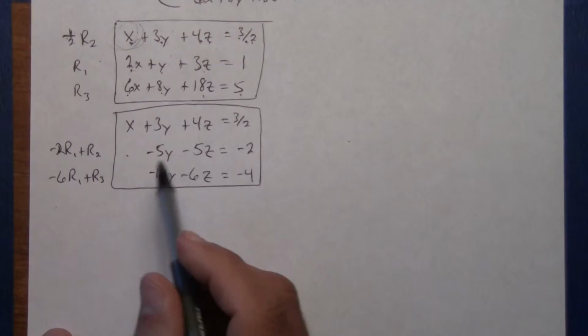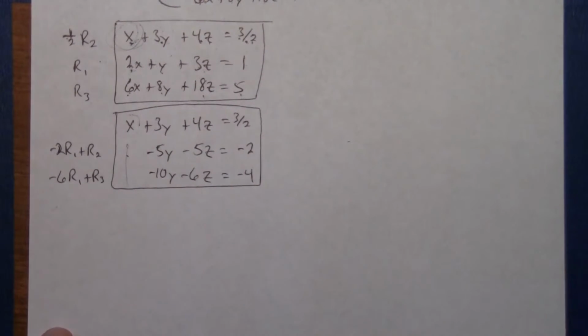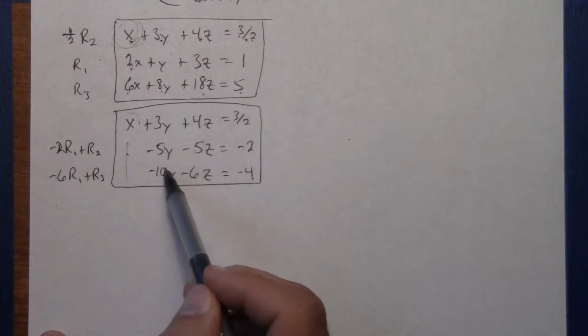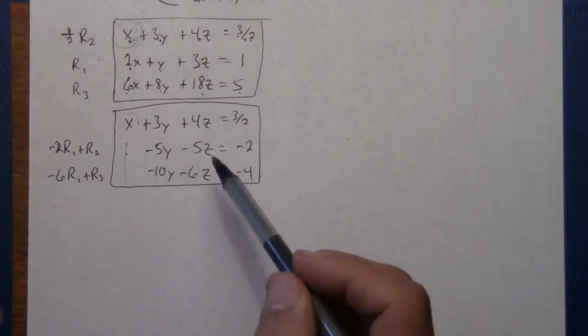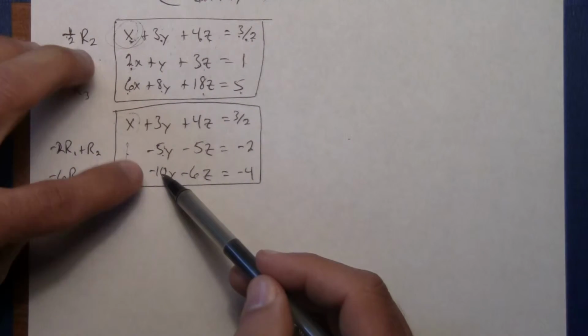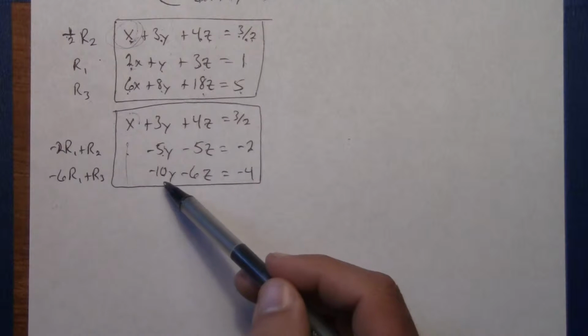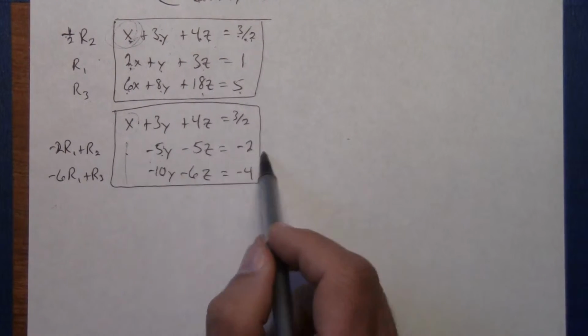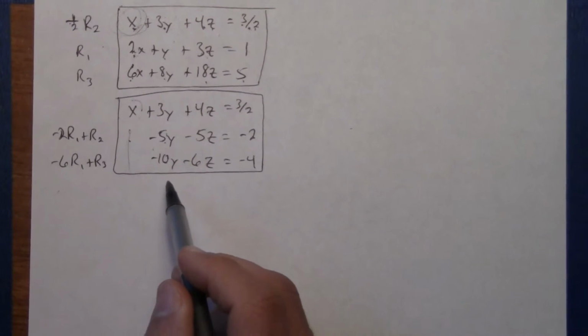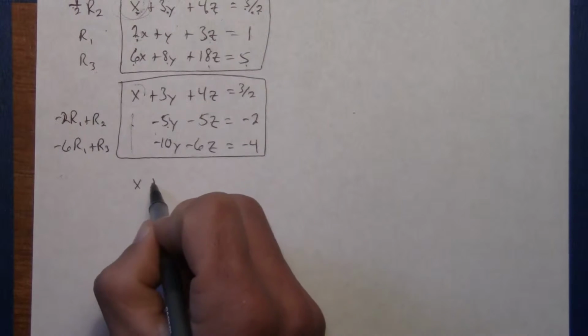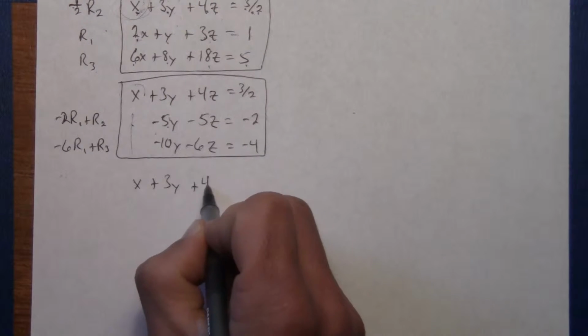Alright, so goal 1's accomplished. I got rid of those x's. Goal 2, get one of these to be a 1 in front of the y. Unfortunately, 5 goes into 10, so this is another one of those and I can't avoid it. I have to divide, and I'm just going to divide the second one, because it'll give me less fractions. So again, keep the first equation the same, don't change it.